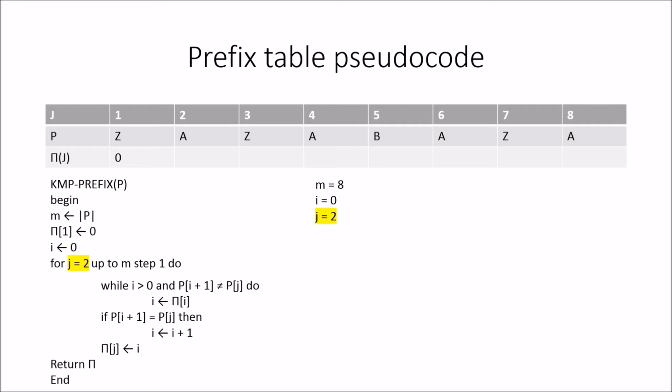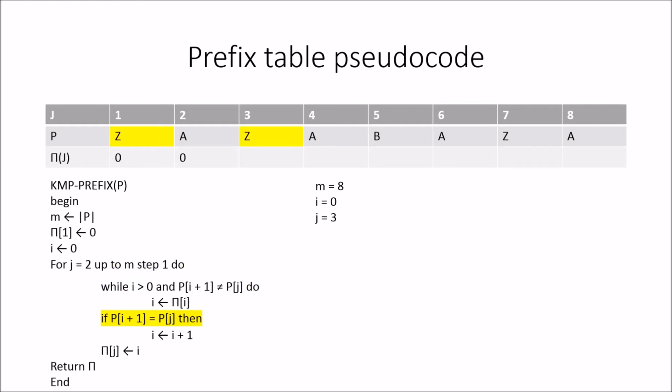We put i equal to 0, then enter the for loop from j equals 2 to 8, the size of the pattern. i is not greater than 0, so we do not enter the while loop. P[i+1] does not equal P[j], so we do not enter this if statement either, and we put i, which is 0, into pi[2], the second element of our prefix array. We then return to the top of the for loop.